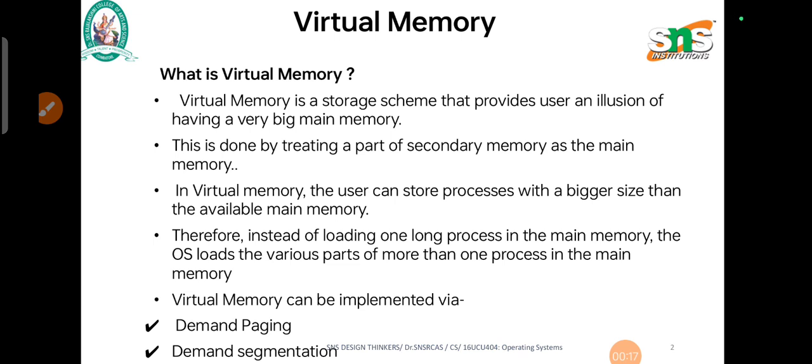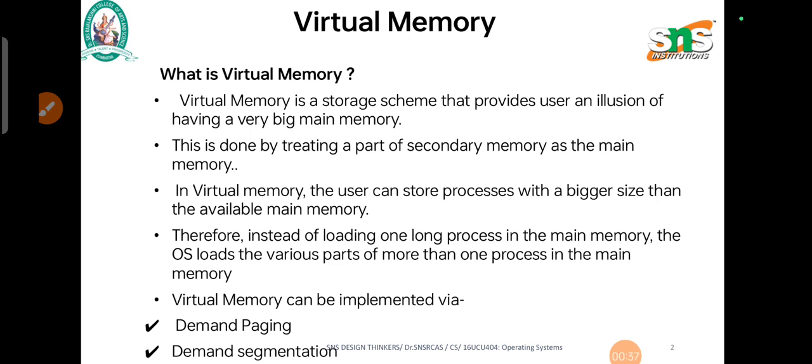What is virtual memory? Virtual memory is a storage scheme that provides a user with the illusion of having a very big memory. This is done by treating a part of the secondary memory as a main memory. Virtual memory is a storage allocation scheme in which the secondary memory can be addressed as though it were part of the main memory.